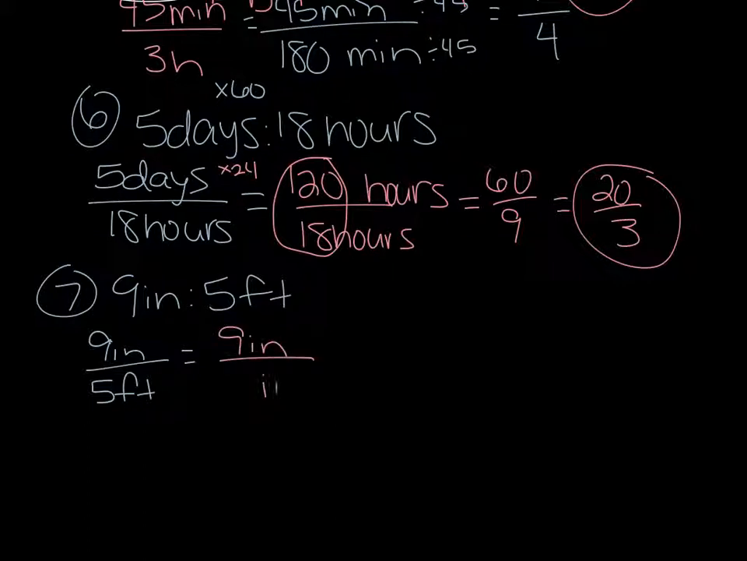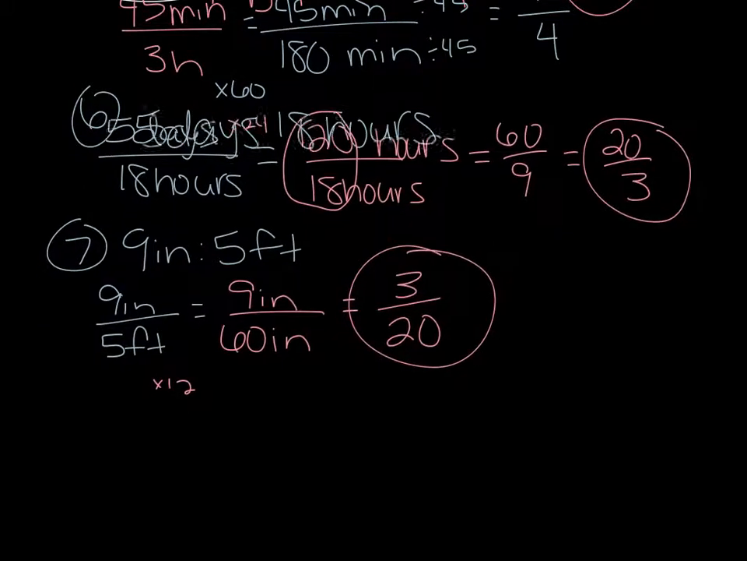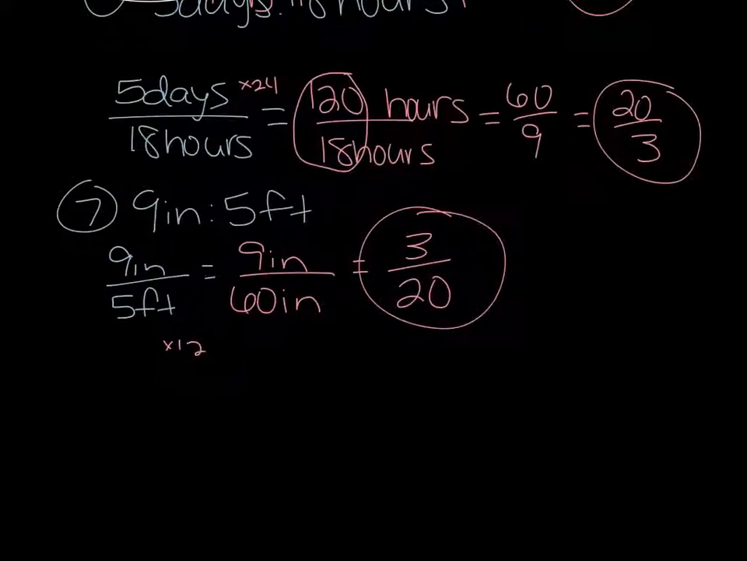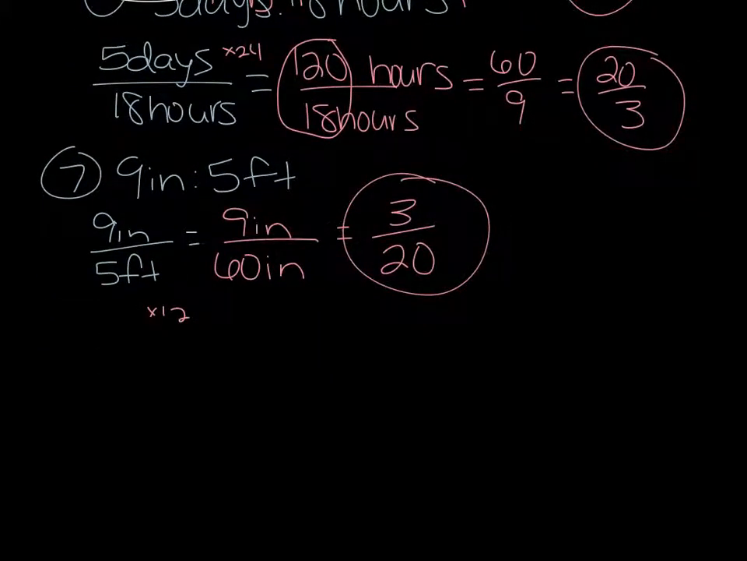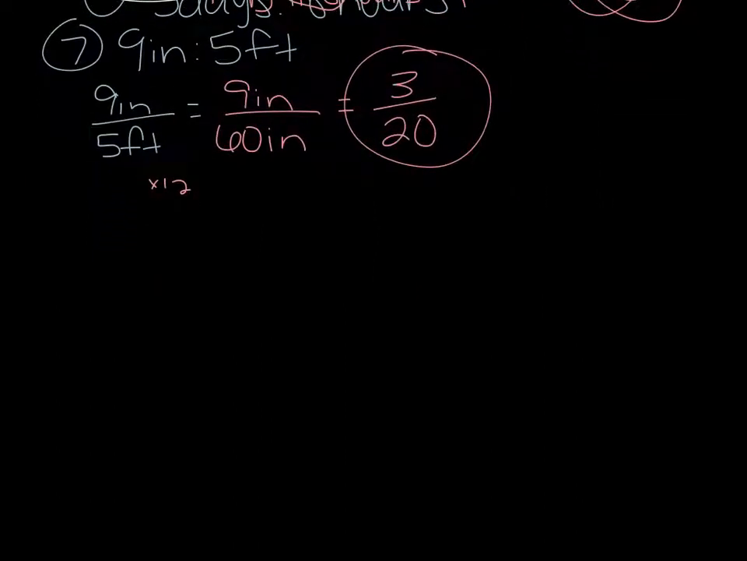I need to change feet into inches. How many inches in a foot? 12. 5 times 12 gives me 60. So now I need to simplify 9 over 60. What can you divide out of both 9 and 60? A 3. And you get 3 to 20. So really not super hard, just kind of new, right? Haven't done these before. Okay, we'll do one more together, and then I'll have you try the last ones.